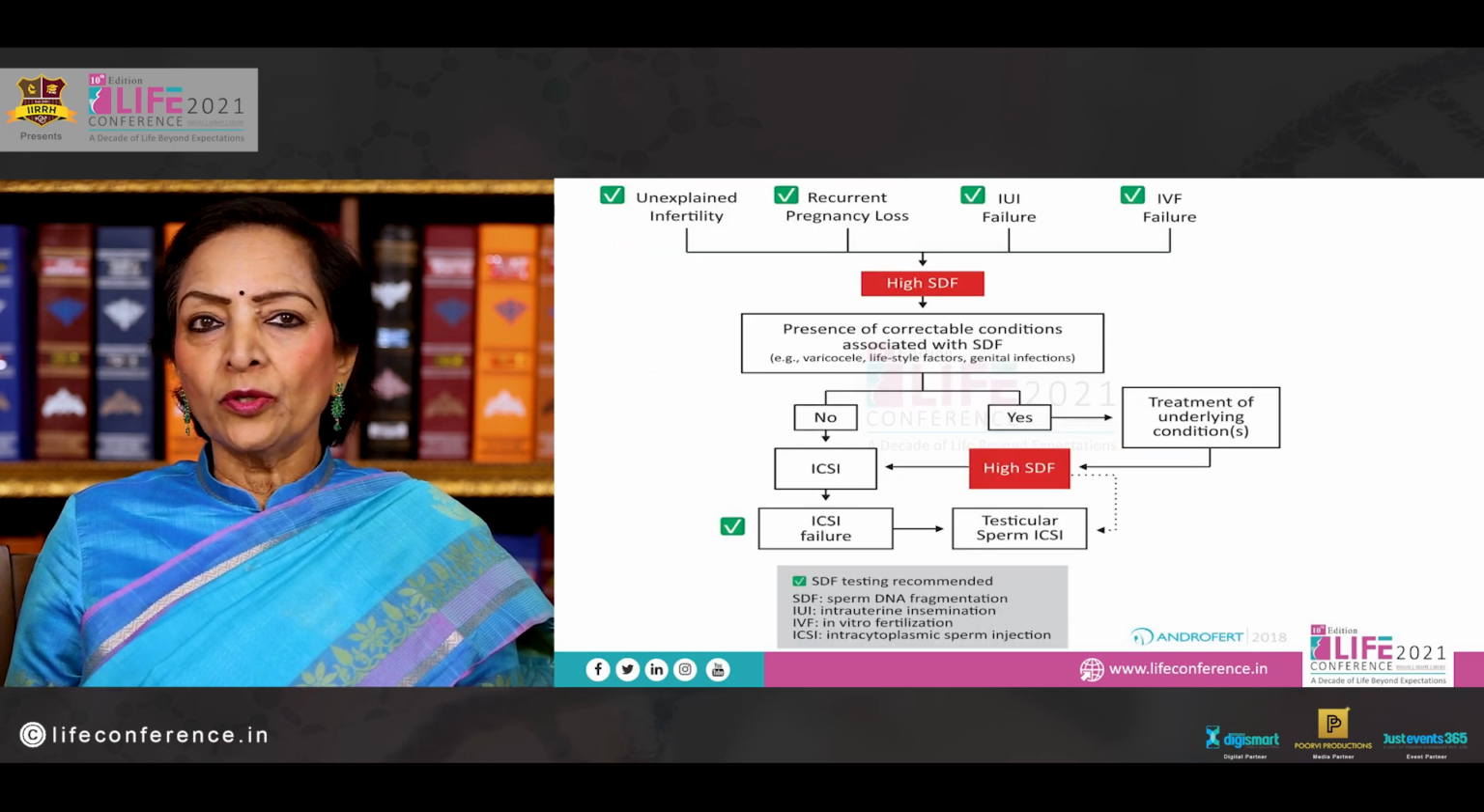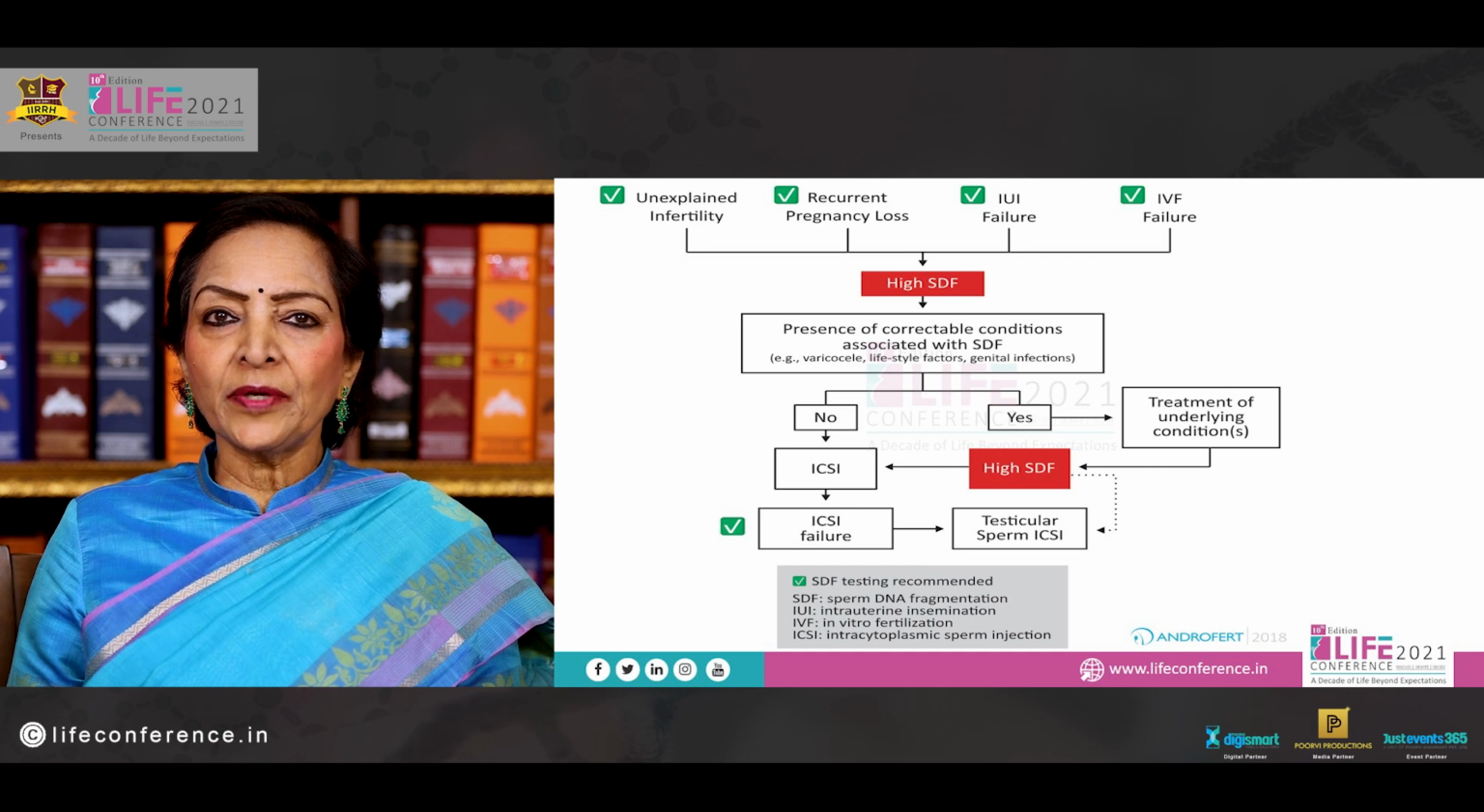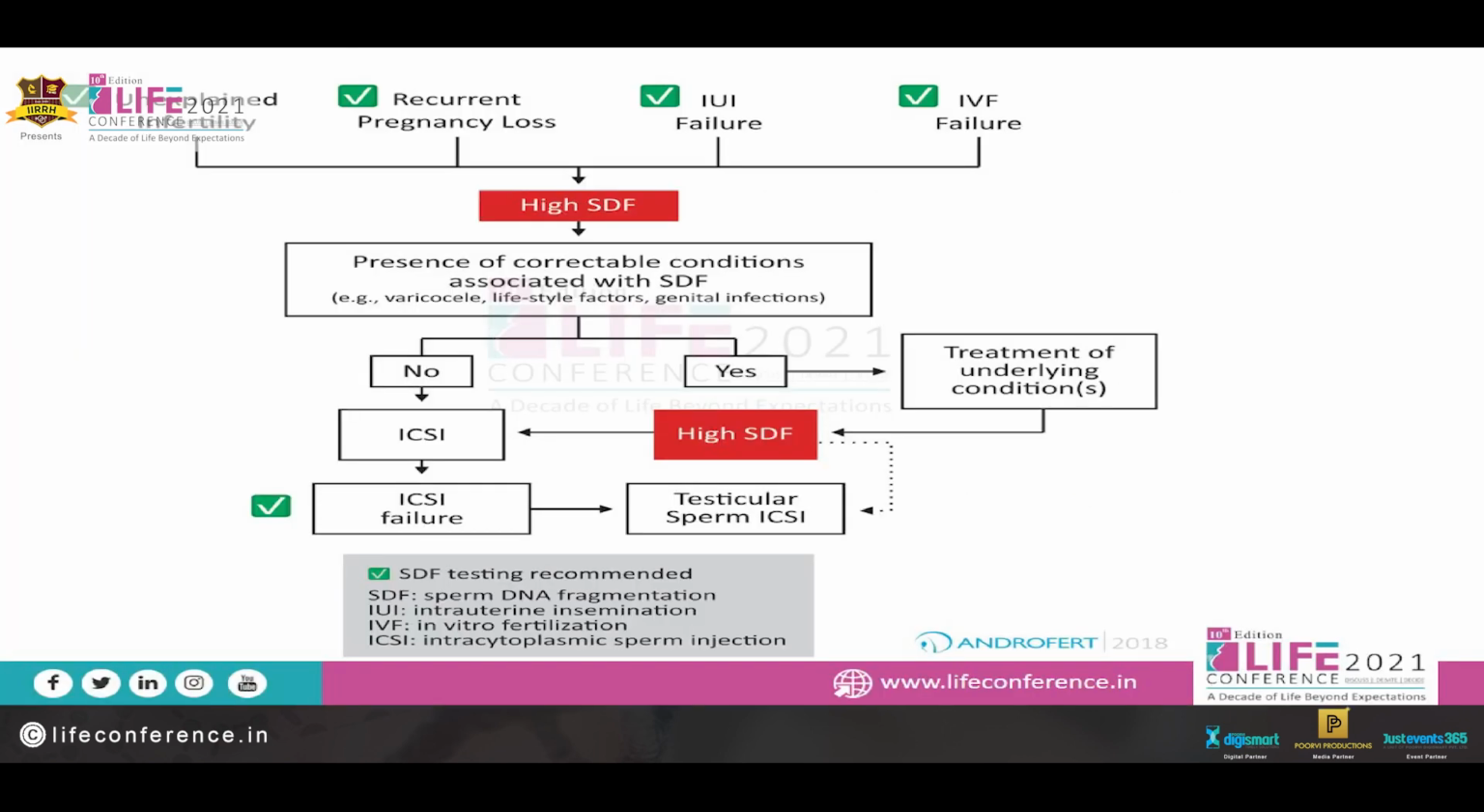We could do it for unexplained infertility, recurrent pregnancy loss, IUI failure and IVF failure. And where there is a high SDF, sperm DNA fragmentation, let us look for preventable, correctable conditions associated with SDF, like a varicocele, lifestyle modifications as well as genital infections. If there are no infections or any of the other conditions, then you can go for ICSI straight. On the other side, if there are infections, then treat the underlying infections, and then we go for the high SDF. And in high SDF again you can go for ICSI.